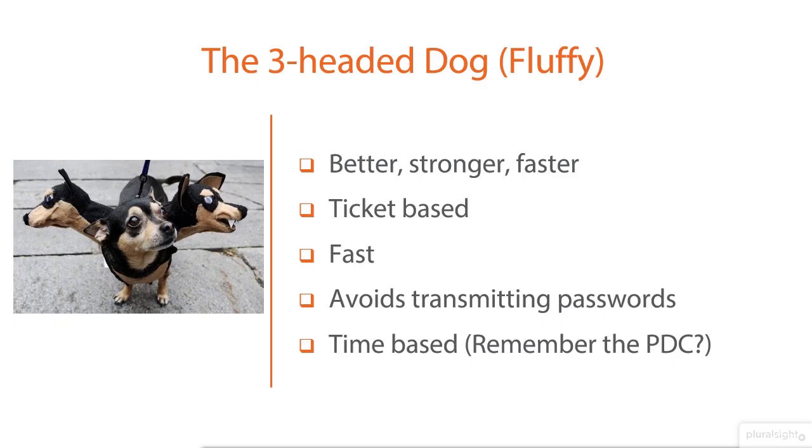Everybody remember the PDC back with enumeration? The PDC was in charge of syncing everybody's clock to itself, because when it comes to Kerberos, the default with Microsoft is you cannot be more than 5 minutes in time difference between the PDC and your system clock. If you are, we won't authenticate you.